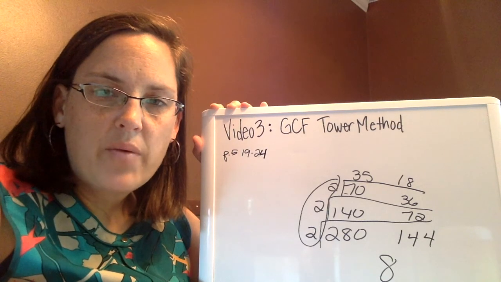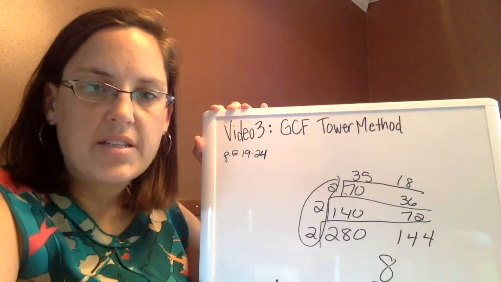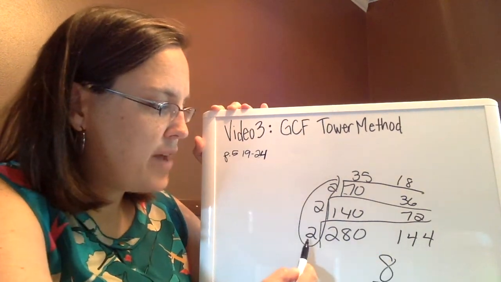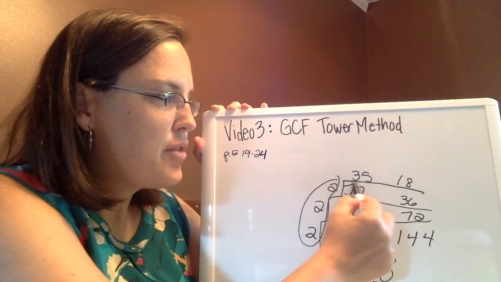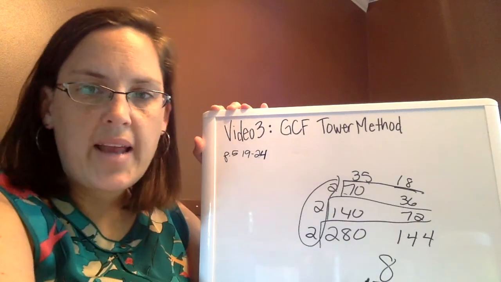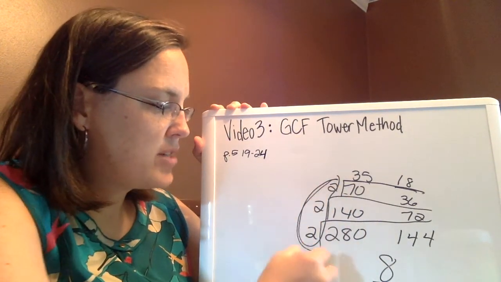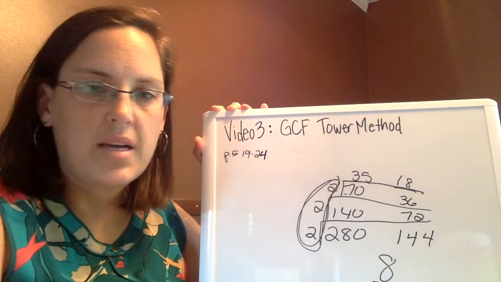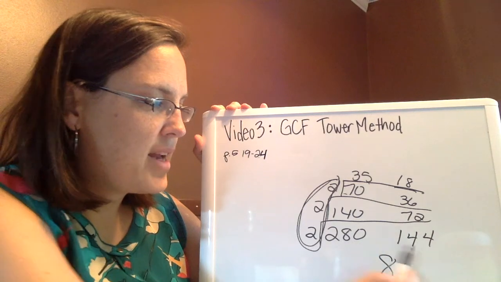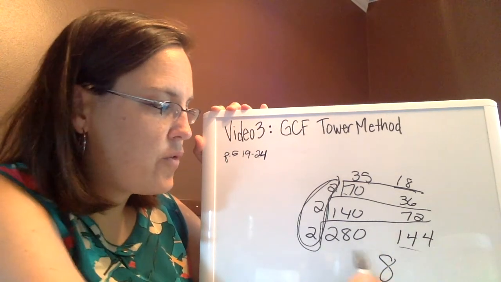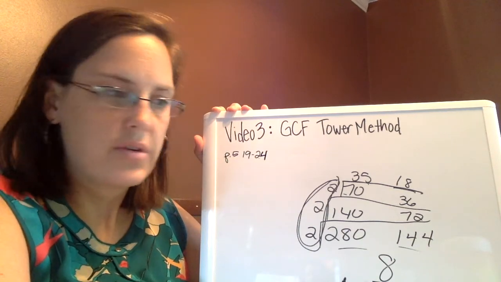Check your work with my work to see if our answer is the same. If you got 8, that is correct. Notice that I pulled out a 2, I pulled out another 2, and I pulled out a third 2. 35 and 18 do not have any common factors other than 1. And so the greatest common factor is 2 times 2 times 2, which is 8. 8 is a factor of 280. 8 is a factor of 144. In fact, it's the greatest common factor of those two numbers.